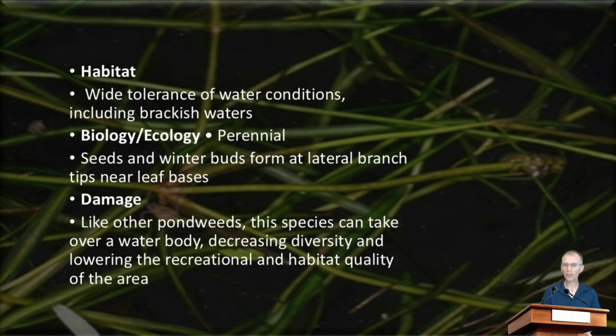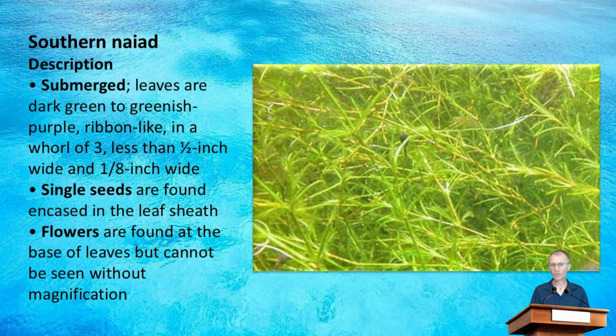Damage: like other pondweeds, this species can take over a water body, decreasing diversity and lowering the recreational and habitat quality of the area. Southern naiad. Description: submerged, leaves dark green to greenish purple, ribbon-like, in a whorl of 3, less than 1/2 inch wide and 1/8 inch wide. Single seeds are found encased in the leaf sheath.